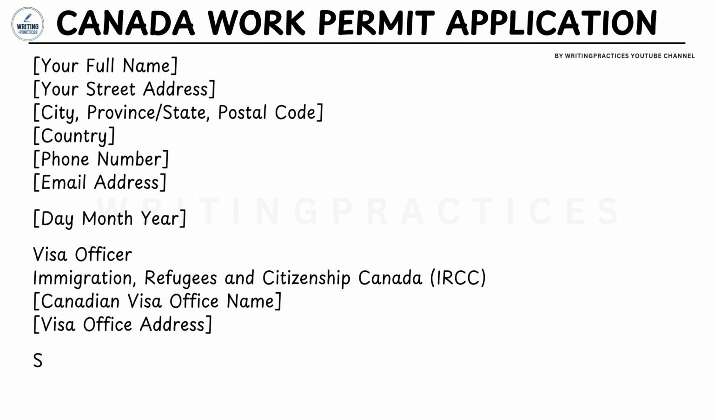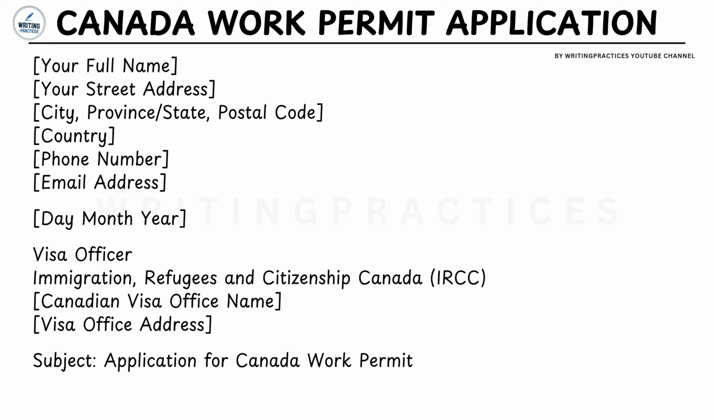Next comes the subject line. Write, subject, application for Canada Work Permit. This immediately tells the visa officer the purpose of your application. Keep it clear and professional.